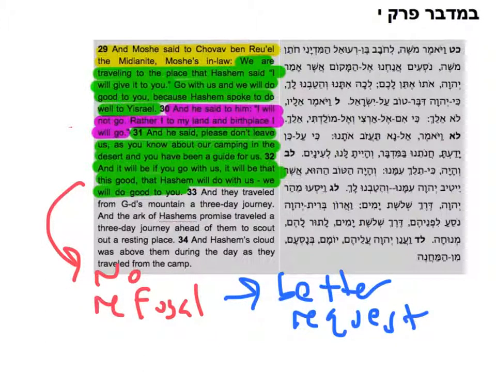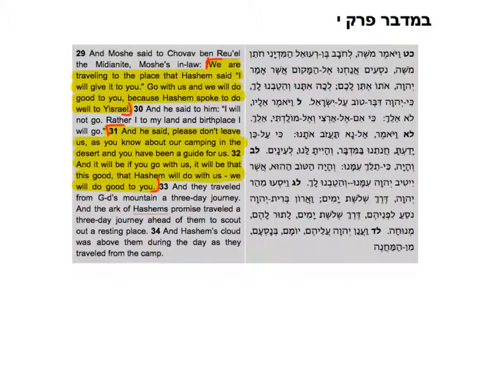So what we're going to do is take an analysis, look at the difference between the first request and the second request, and ask ourselves, why did Chovav not refuse the second time? Why was the second request better? Okay, so here are the two requests separated here without the refusal highlighted. So you see the two requests. So let's go through it quickly. What does Moshe say to Chovav the first time?